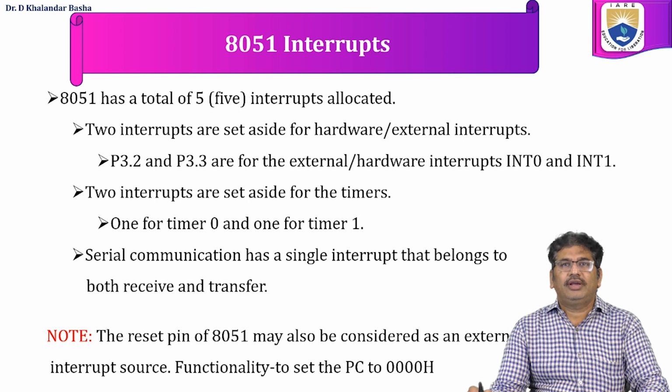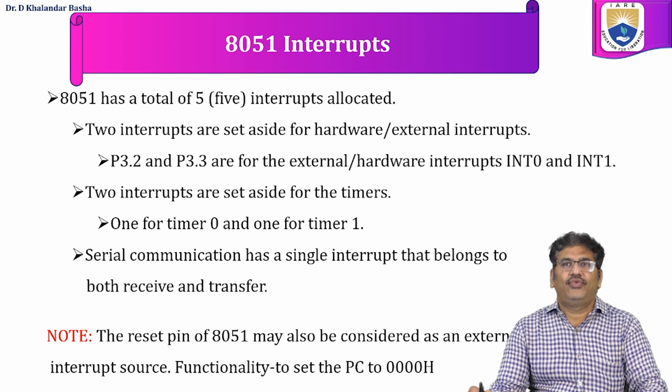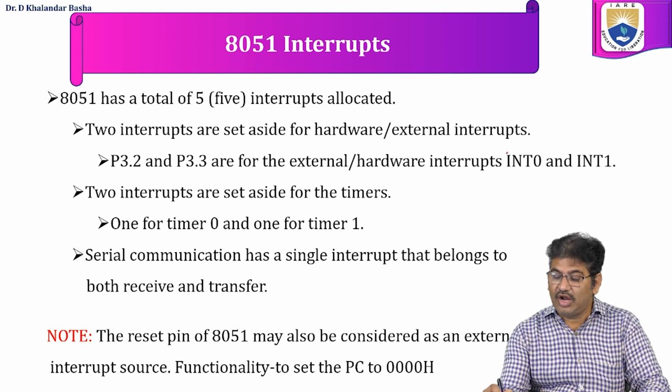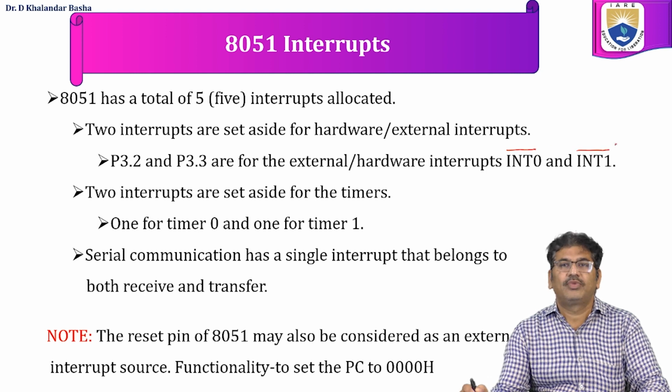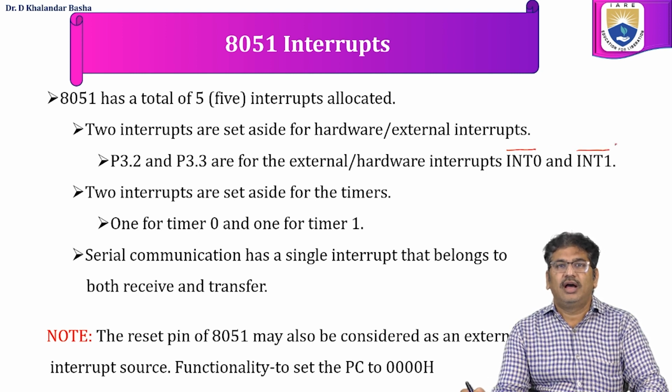The 8051 microcontroller has a total of 5 interrupts allocated. Two interrupts are set aside for hardware and external interrupts. That is, port 3.2 and port 3.3 are for external hardware interrupts, which we get on the pins INT0 bar and INT1 bar. External interrupt 0 and external interrupt 1.